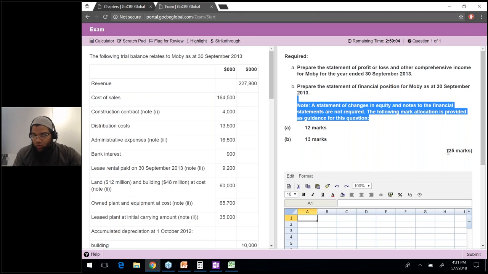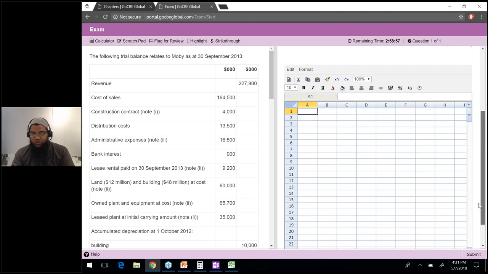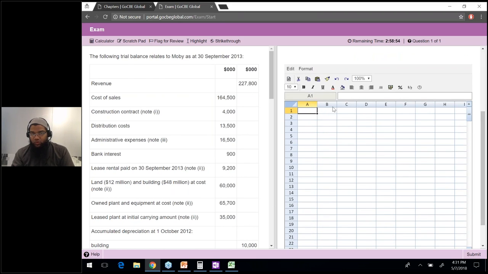Now, this is a bit old question. That is why it is of 25 marks. Now, the new questions will be of 20 marks. So again, what we are going to do: 1, 2, 3, 4, 5, 6. After six columns, we are making a small column and we are going to write double entries over here.